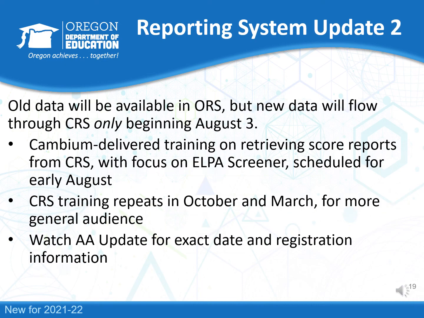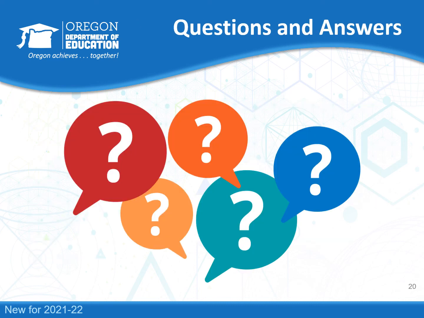Existing screener data will be transferred to CRS. No historic data will be lost. Scores for screeners taken on or after August 3rd will be reported through CRS only. They will not be available in ORS. Cambium Assessment will offer a CRS training in August with a focus on retrieving ELPA screener scores.